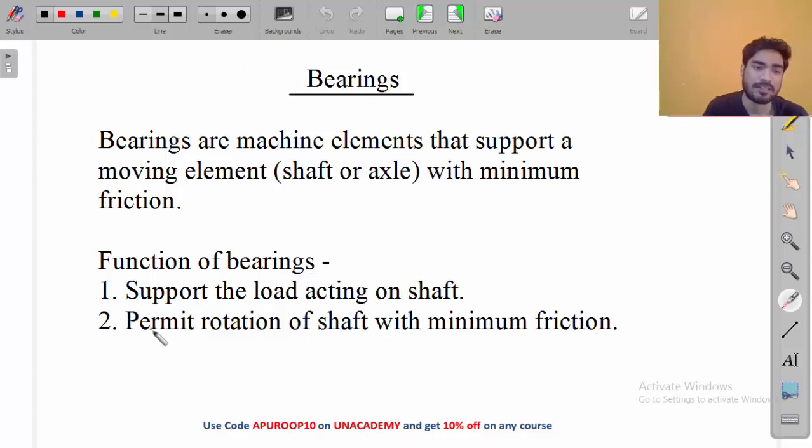The second objective is to permit the rotation of the shaft with minimum friction. See, the shaft must rotate, but the friction should be minimum. Otherwise, a lot of power that you are giving to the shaft will be lost, right? So in order to reduce the friction, there are some arrangements in the bearing, my friend. So this is the second objective, to permit the rotation of the shaft with minimum friction. So taking load and reducing friction, these are the two important jobs of a bearing. Do you understand this much, my friend?